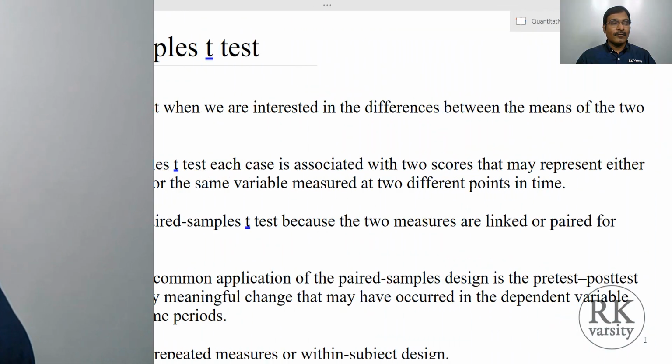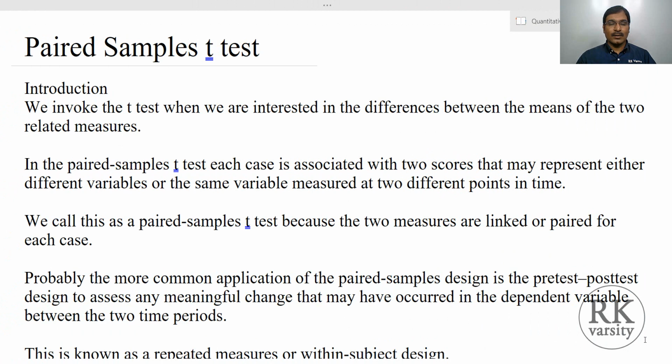That means whether the hypothesis testing is done or not, whether we need to retain the hypothesis or reject the hypothesis based on a statistical significance value is also explained in this lecture. We use paired sample t-test when we are interested in the differences between means of two related measures. If you're looking at two related measures, then we use a paired sample t-test.